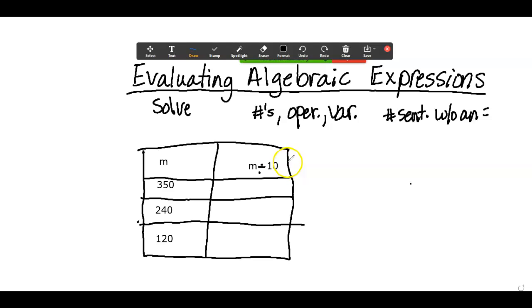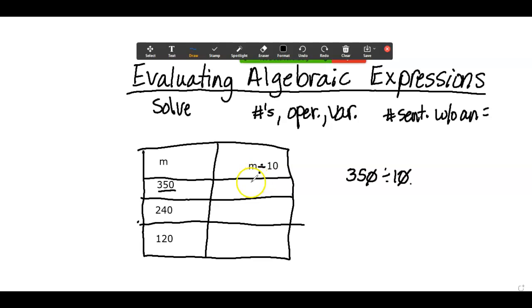All right, last problem on this video. So this time m is our variable, and our algebraic expression is m divided by 10. So I need to replace m with this number. Well, I know from our work last week with doing division, remember when we talked about the zeros on each side, being able to match them up and get rid of them.